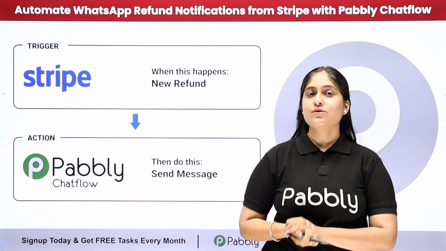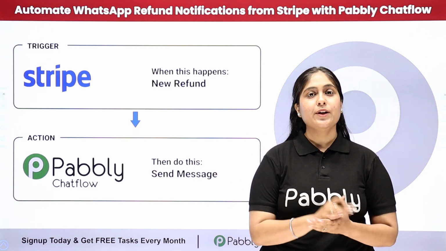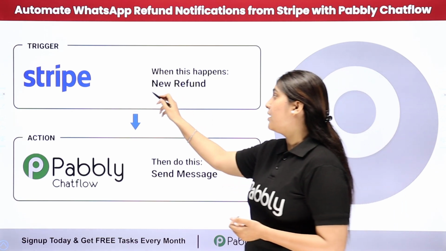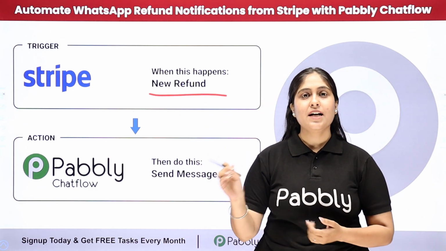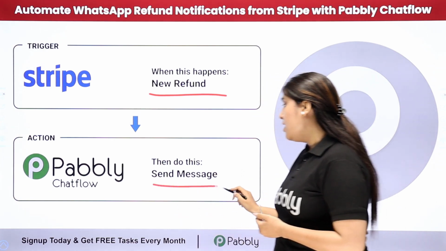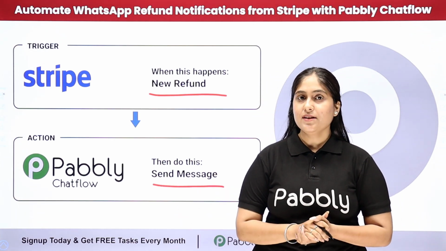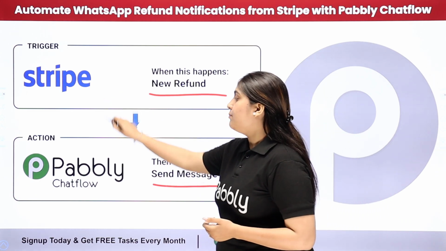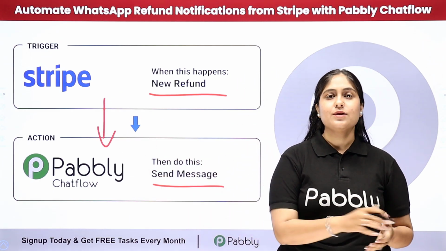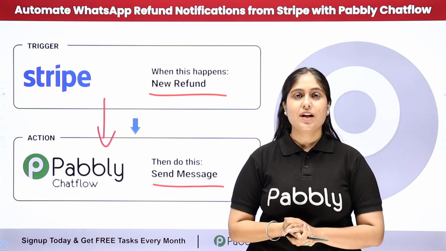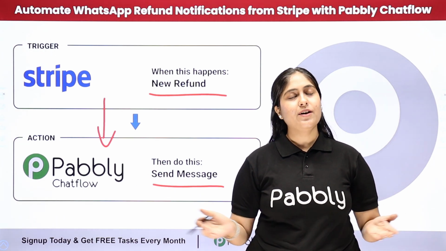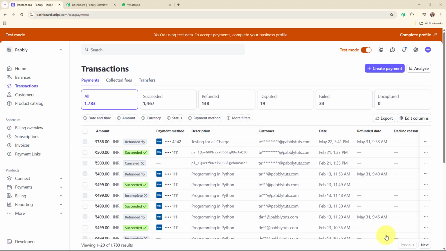So as a seller on Stripe, my objective is that whenever I'm going to process a new refund on my Stripe account, then automatically an automated WhatsApp message should be sent to my customer through Pabbly Chatflow. So now here to automate the entire process, I need to connect my Stripe with Pabbly Chatflow using an automation software named as Pabbly Connect. So to see the working of this automation and to learn this process step by step, let me take you to my screen. Welcome to my screen.